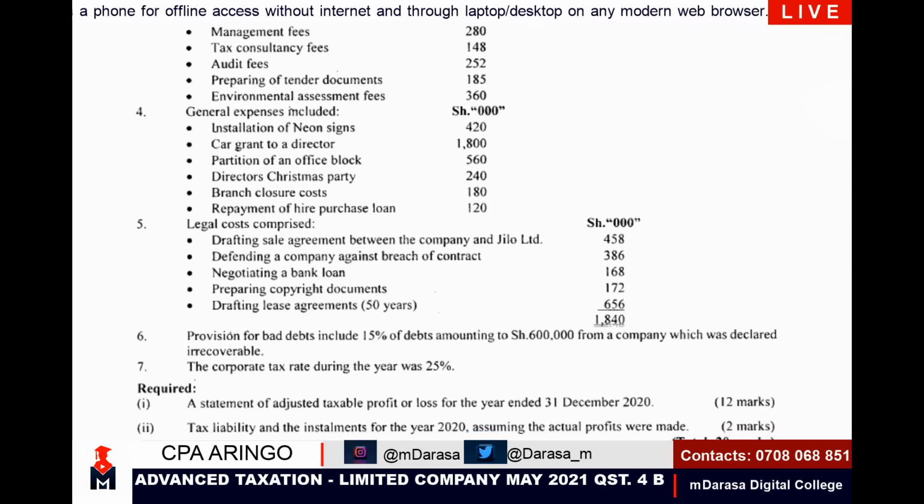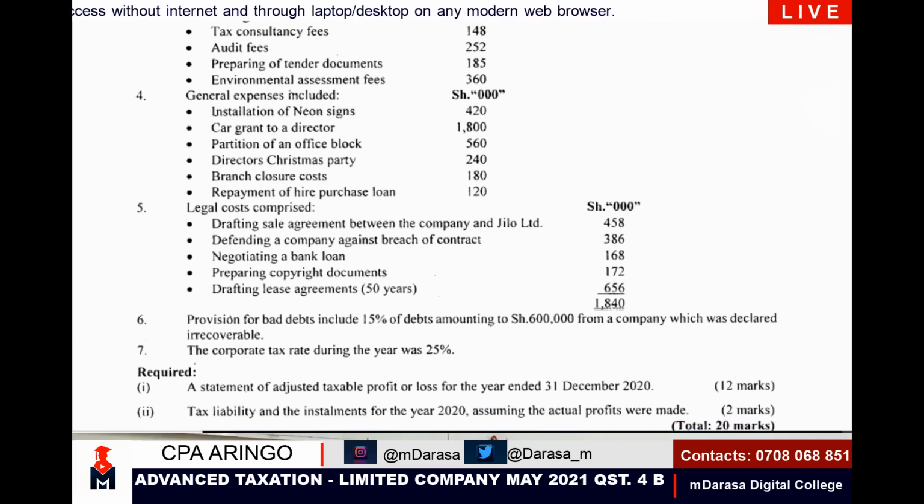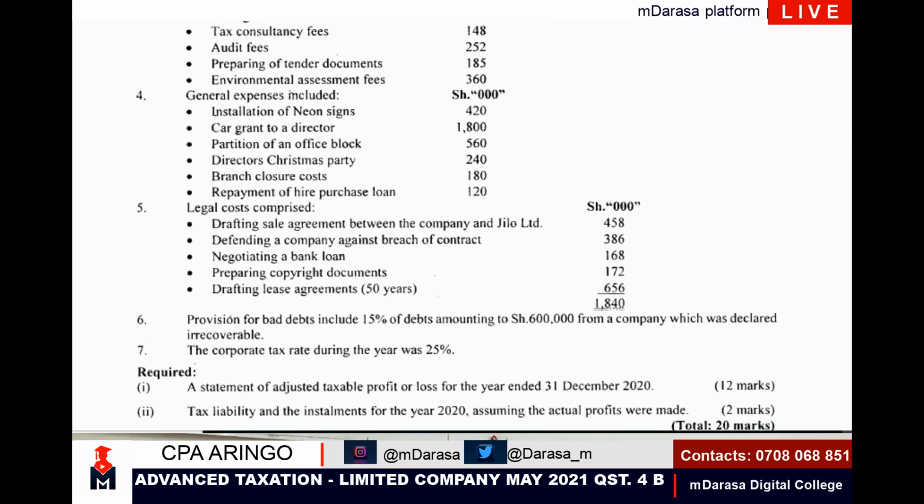Then note 7, we are told that the corporate tax rate during the year was 25%, so we need to determine our corporate tax, which we are given there. Required, we are told, a statement of adjusted taxable profit or loss for the year ended 1st December. And anytime we are being asked to prepare a statement of adjusted taxable profit or loss, the approach that should stick at the back of our mind is the reported profit approach. You will have to consider that.